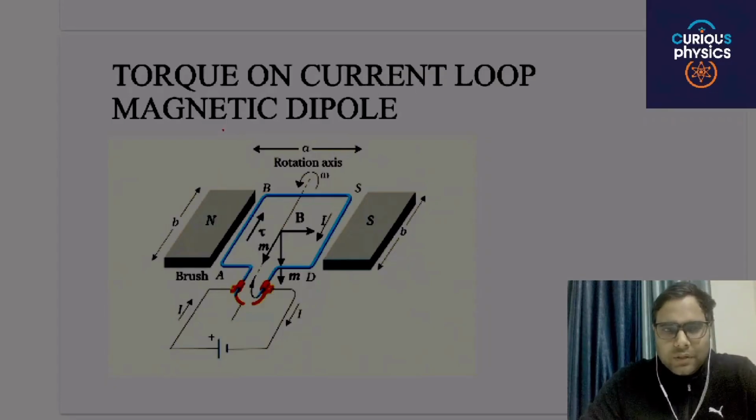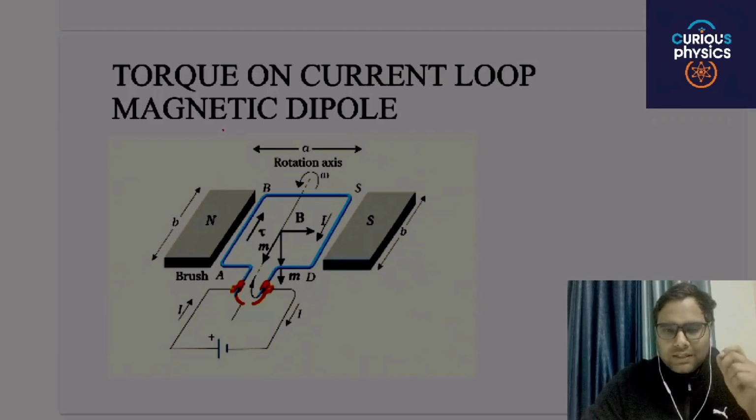Today I am going to start the next concept of this chapter, moving charges and magnetism. The basic concept is torque. When a current carrying conductor is put in a magnetic field, it will give you torque.